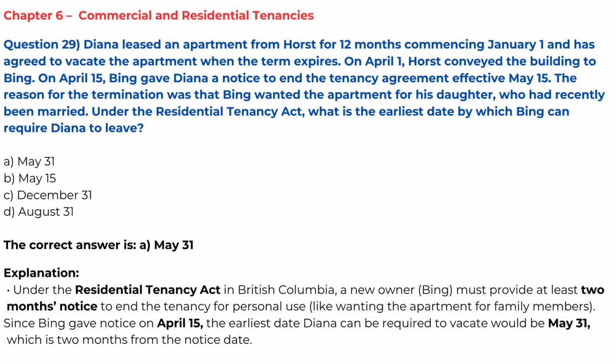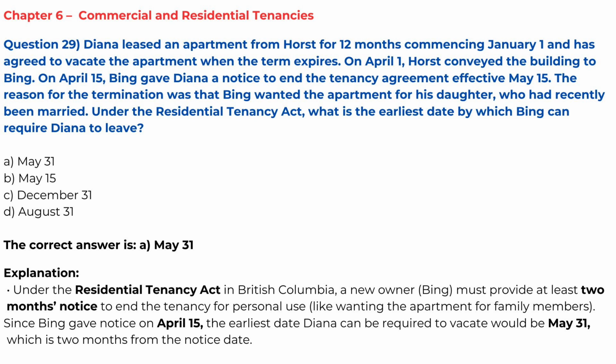Question 29. Diana leased an apartment from Horst for 12 months commencing January 1st and has agreed to vacate the apartment when the term expires. On April 1st, Horst conveyed the building to Bing. On April 15th, Bing gave Diana a notice to end the tenancy agreement effective May 15th. The reason for the termination was that Bing wanted the apartment for his daughter, who had recently been married. Under the Residential Tenancy Act, what is the earliest date by which Bing can require Diana to leave? The correct answer is A.